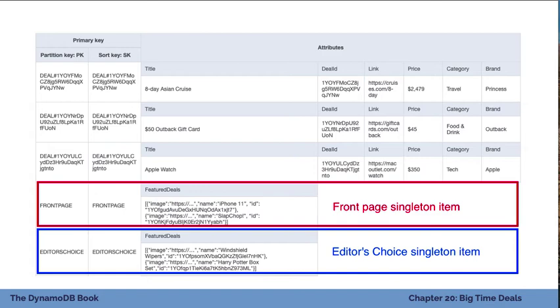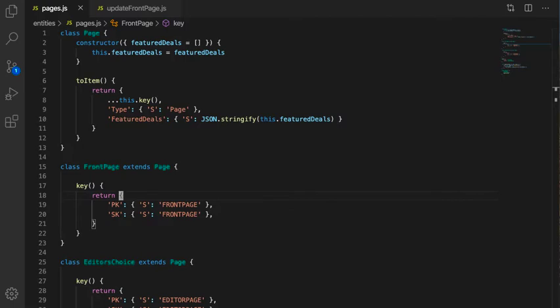They'll just handle that directly in a web request, and all we're doing is basically caching that information about the front page, about the editor's choice on that sort of singleton item. Because this is a newer concept, let's take a look at that in code. So here's my entities module for different kinds of pages. And I just have this base class page that takes in featured deals as an array. And that toItem is just going to add the type, and it's going to add this featured deals, where it's going to stringify that featured deal.